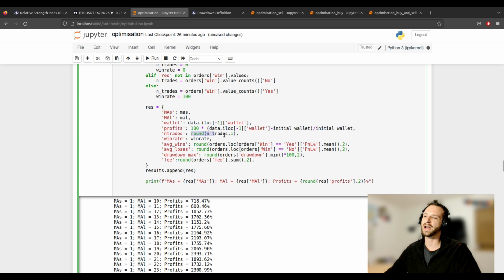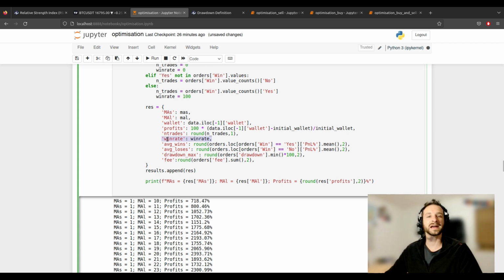Note that I'm rounding the number here. That's simply because sometimes, depending on the value of the MAS and MAL, you might end up with a backtest where the last order was a buy and the sell hasn't come. So it wouldn't give you a round number of trades, because I would count a trade as, in this case, a buy followed by a sell.